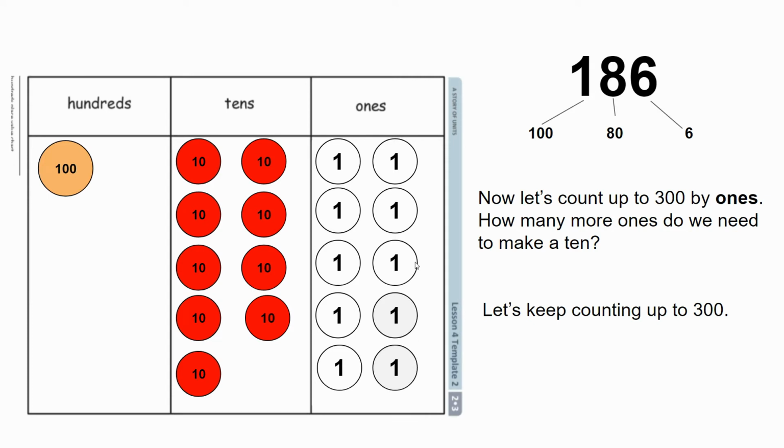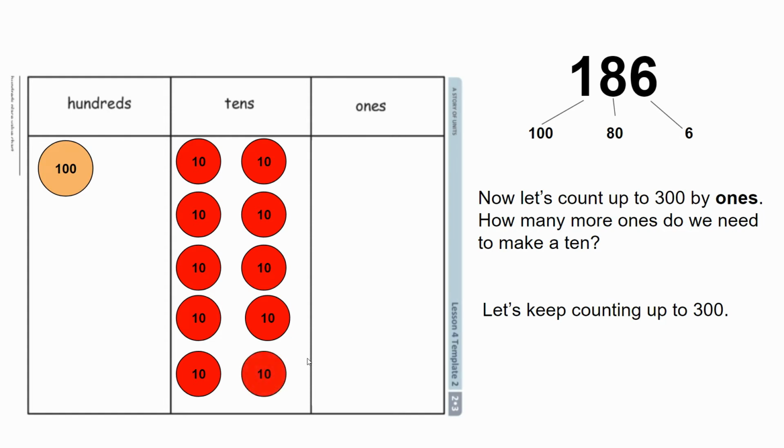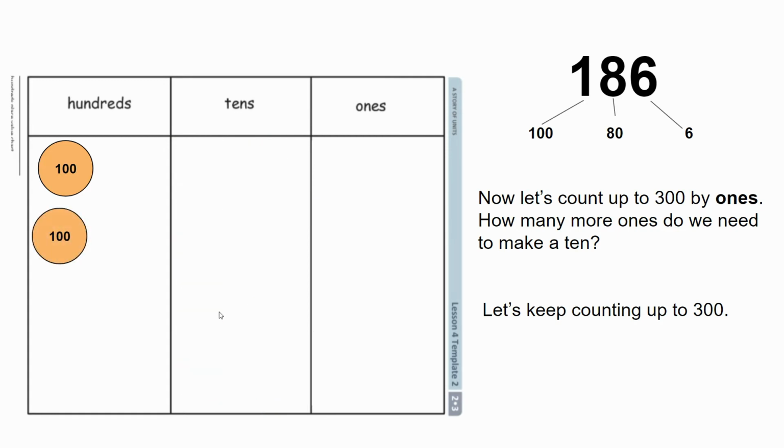200. We now have 10 ones. Let's trade it for another 10. Here we go. Ta-da! Now we have 10 groups of 10. We can trade it for another 100. Here we go. Ta-da! Another 100, and we are now at 200. 100, 200, represented with our 2 hundred place value disks. Still counting by ones, so here are our 10 ones.